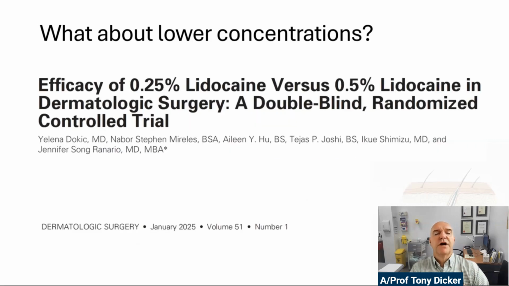What about lower concentrations? This is what I wanted to address today with this article, which came out in January of 2025 in Dermatologic Surgery. They were doing a comparison of a 0.25% lidocaine, so a quarter of our 1% strength, compared to a 0.5%. So they either had half our normal strength or a quarter of our normal strength that we tend to be using in dermatological surgery. And they did a double-blinded controlled trial to see if there's any difference in its effectiveness as an anaesthetic.